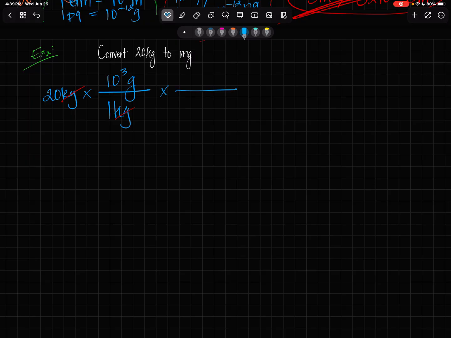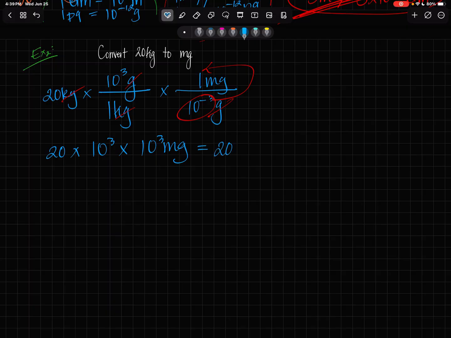And we're going to get rid of grams. So 10 to the negative 3 grams equals 1 milligram. And we're going to make sure we do that right by our units canceling. Our grams cancel in this instance. And we can go ahead and bring this whole thing up by changing the sign of our exponent. And when you do that, this is what you get. You get 20 times 10 to the 3 times 10 to the 3 milligrams. So ultimately what you get is 20 times 10 to the 6th milligrams. And that's your answer.